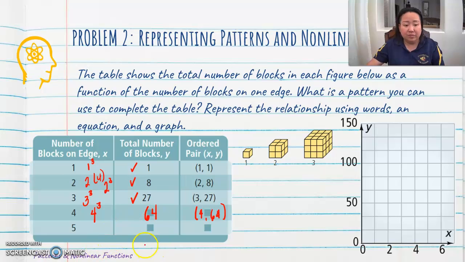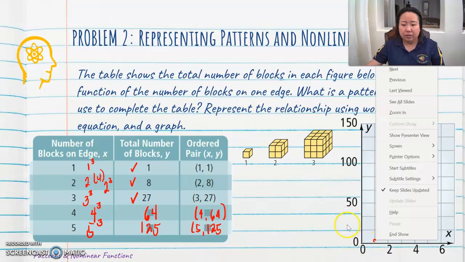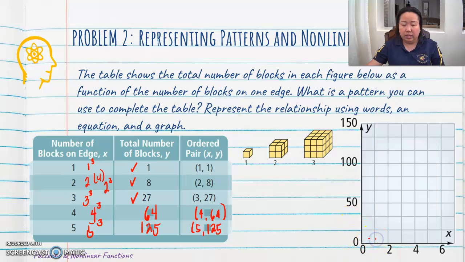Which means if it is 5, okay, so 5 to the 3rd power is 5 times 5, 25 times 5, that's going to be 125. And so our point here would be (5, 125). And if you're going to plot these points here, so (0, 0), of course, (1, 1), it's going to be somewhere here. Sorry, (1, 1) is there. Okay, you have (2, 8). (2, 8) is gonna be somewhere here.